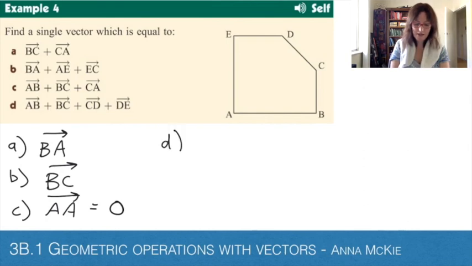And D, we have A to B, then B to C, C to D, and D to E. And we want to write one vector that's the equivalent of that whole path. So we just want from A to E. And so we write that A to E, capital letters with an arrow going over both of them. Excellent.